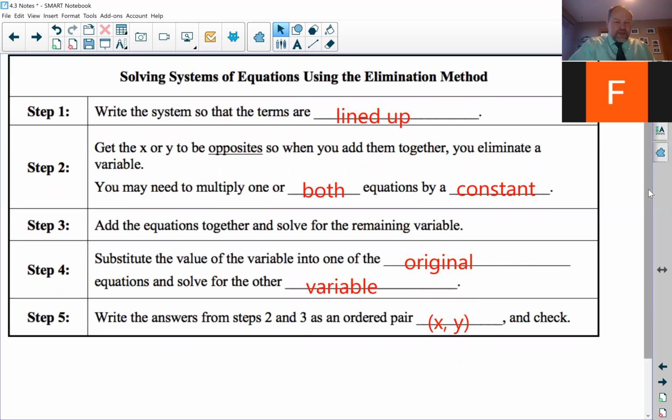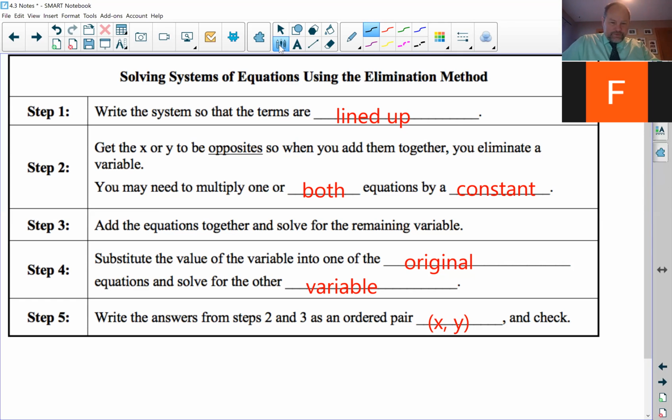Step 3, we're going to just add the equations together. We'll be left with one variable. And it's actually pretty nice with this method because we'll have a variable with a coefficient equal to a number. And then we just solve for that variable. Almost always, the only step in solving is dividing by whatever number is in front of our variable, by the coefficient.